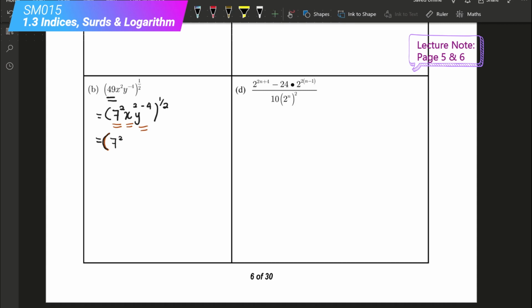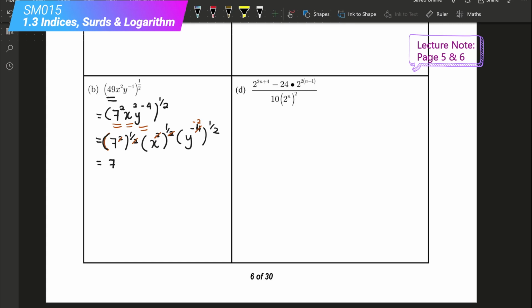7 square to the power of half, and then we have x square to the power of half, and y to the power of negative 4 is raised to the power of half. Okay, solve one by one. So now 7 square becomes 7. Why? Because here it becomes 7, and then becomes 1. And this one, negative 4 divided by 2, you will get negative 2 here.